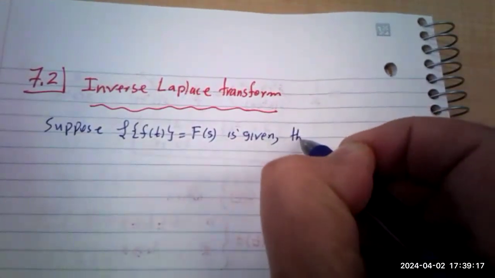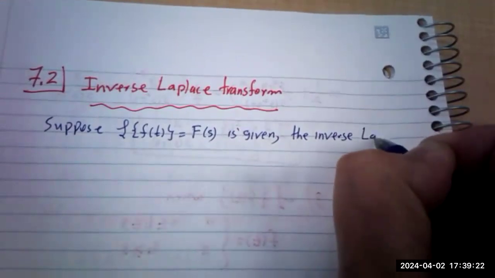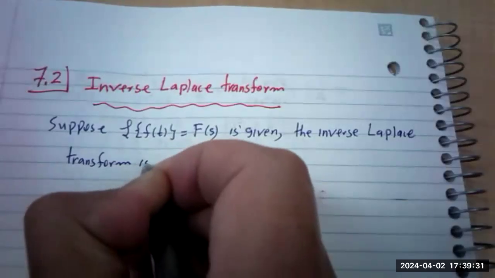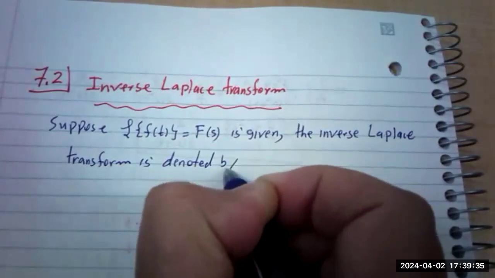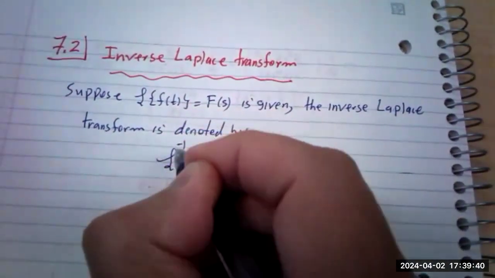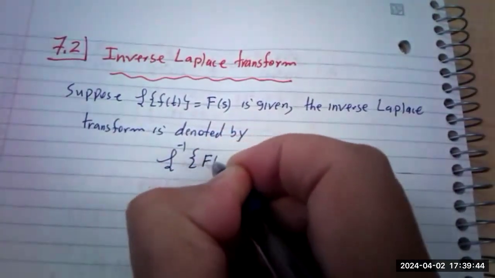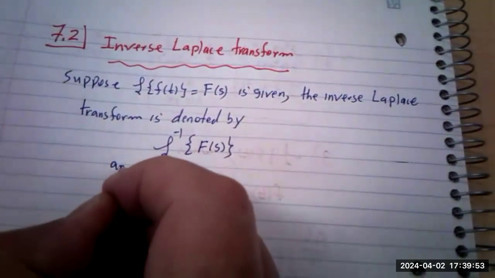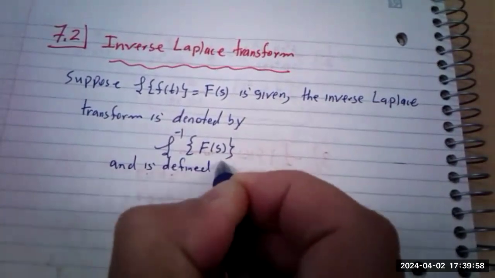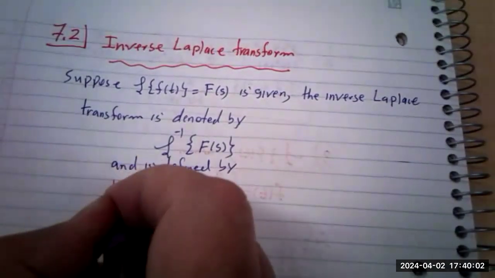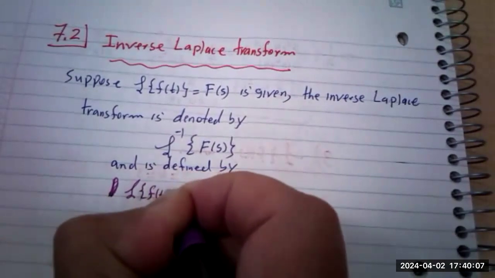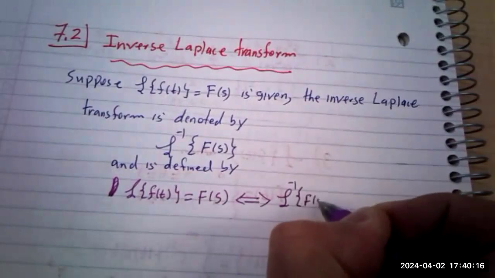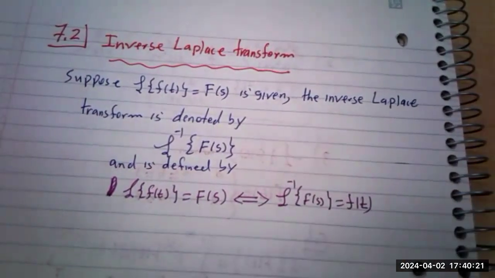Now the other way around, the inverse. The inverse Laplace transform is again a function, denoted by this notation that we're going to use: Laplace inverse of F of s. And it is defined by this: the Laplace of f of t is equal to F of s if and only if the Laplace inverse of F of s is equal to f of t. Switch the order.